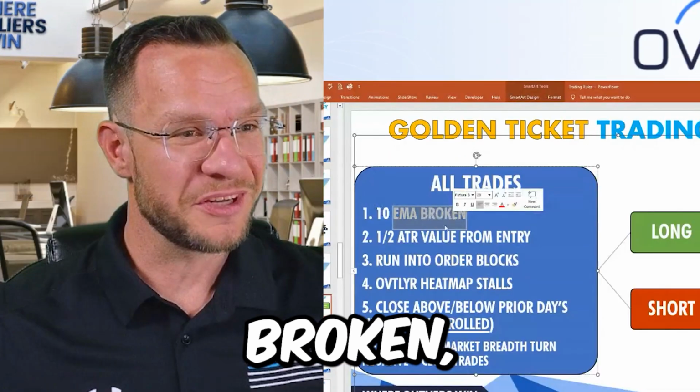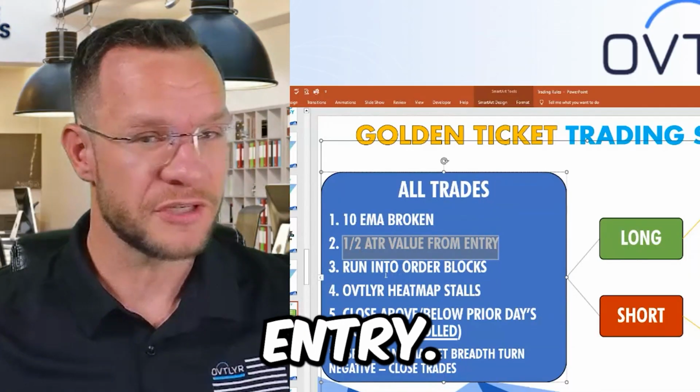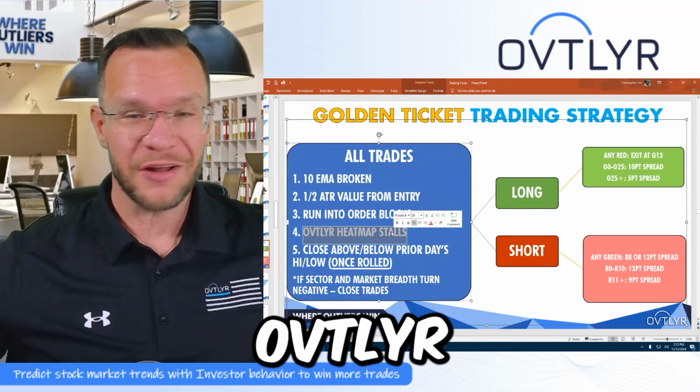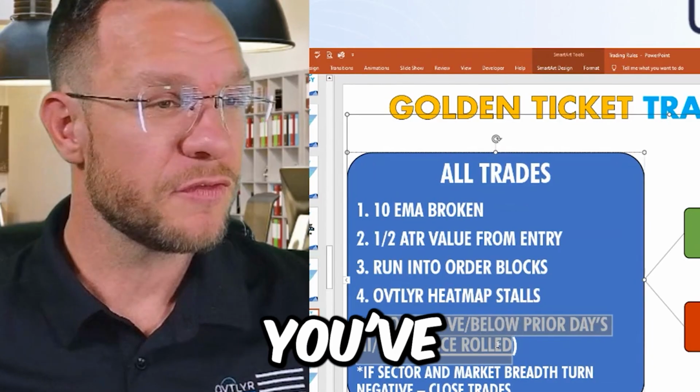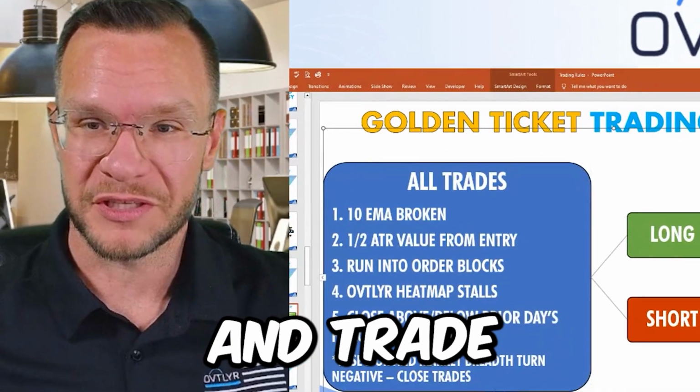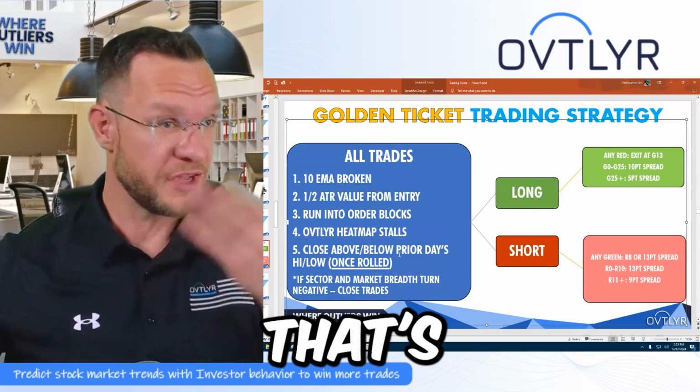When the 10 EMA is broken, when the half ATR is broken from entry, when it runs into an order block, when the outlier heat map stalls, or after you've rolled a trade, after you're profitable in the trade, a close below the prior day's low. That's exactly when to sell a stock.